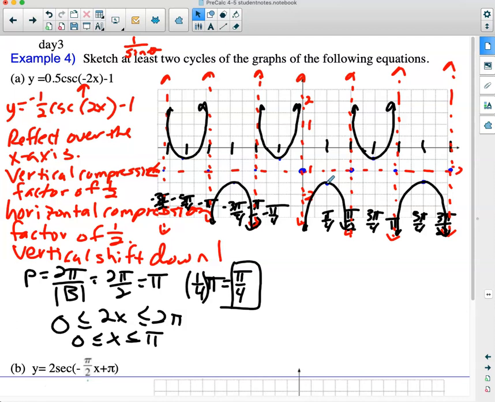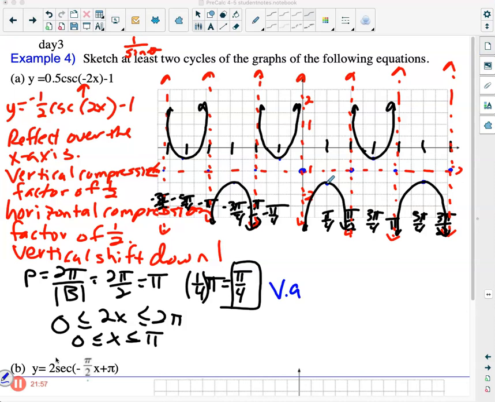So we sketched at least 2 cycles of the graphs of the following equations. And one of the things I'd like to add to this is, let's try and figure out what we could write for the vertical asymptote. So our vertical asymptotes from the left: negative 3 pi over 2, negative pi, negative pi over 2, 0, pi over 2, pi, and 3 pi over 2. So the set of all x, such that x equals, smallest positive would be pi over 2. And then we need to think about what's the width between those asymptotes.